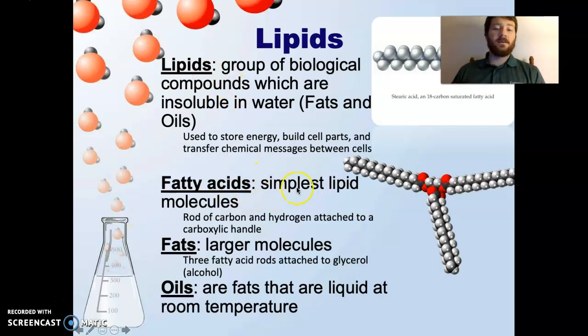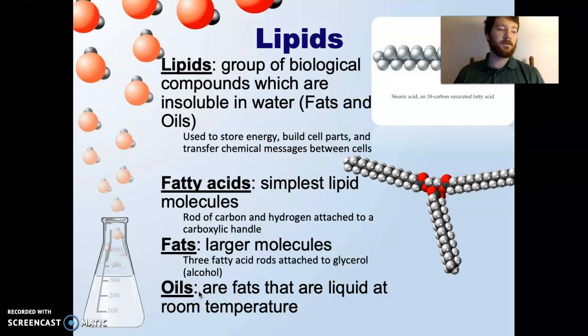Fatty acids are the simplest lipid molecules. These fatty acids are a rod of carbon and hydrogen linked by a carboxyl handle. Fats are larger. This is 3 fatty acids, so take a look at this. It's 1 fatty acid, 2 fatty acids, 3 fatty acids. And this makes up a fat. Oils are fats too, except oils are liquid at room temperature.